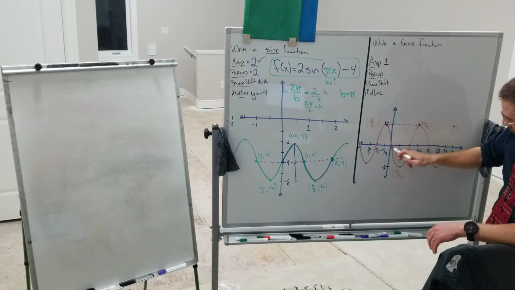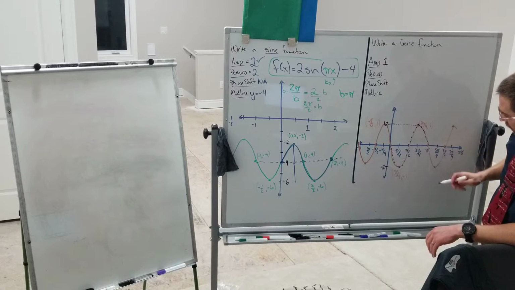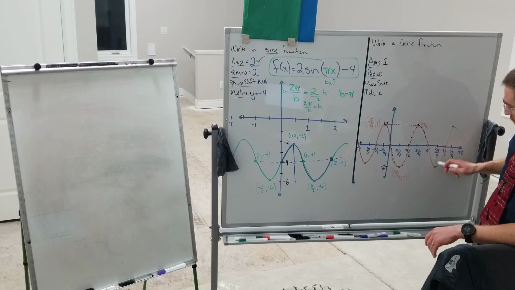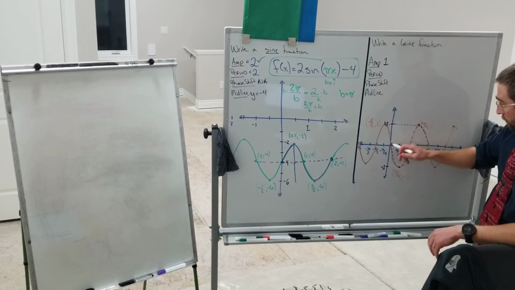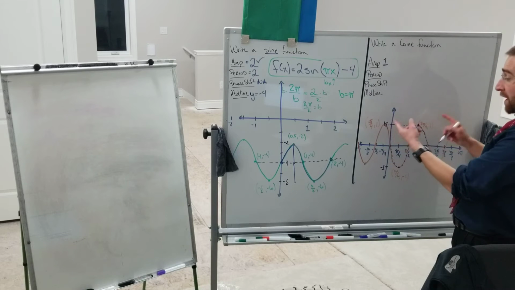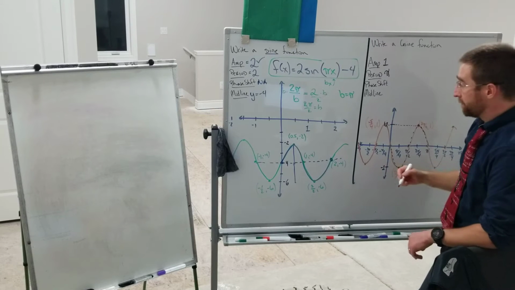You could also look at this. That's one cycle here, right? Mid, min, mid, max, mid. Mid, min, right? It repeats. This distance is the same as this distance, and it's pi. The period here is pi.